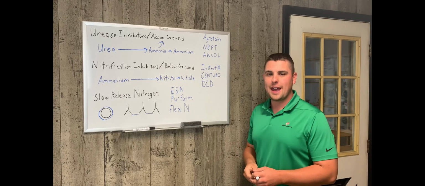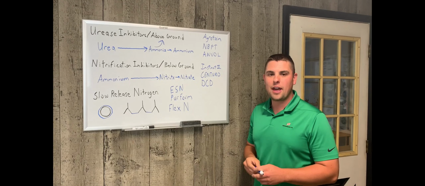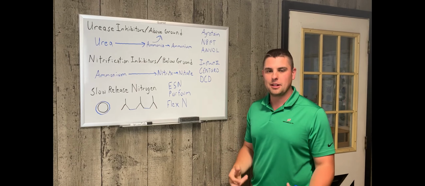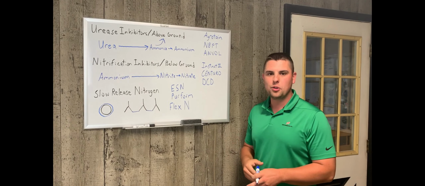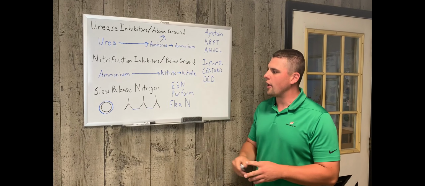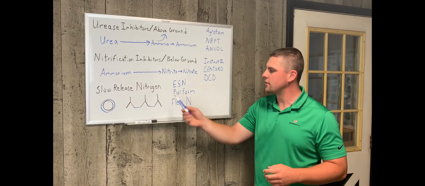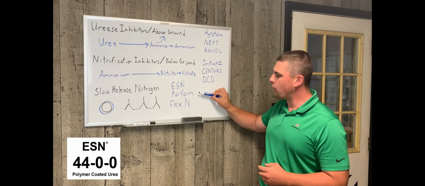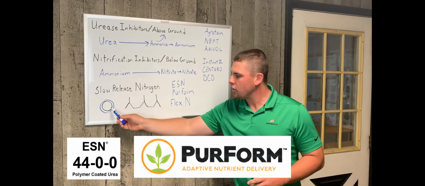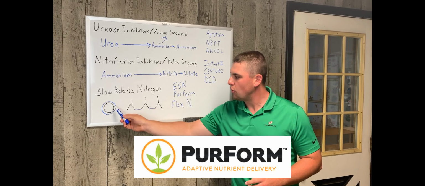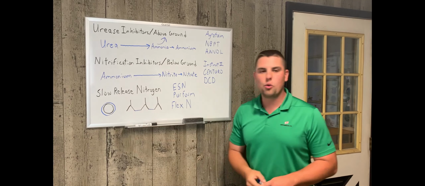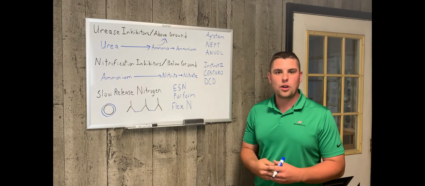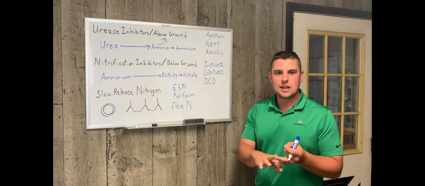Now, a third way we can protect our nitrogen is by making it available slowly. Instead of it all being available at once where a large portion of it can be lost, if it's available very slowly, we can't have a lot of potential for loss. So we call these slow-release nitrogens. On the dry form, we have ESN and Perform, and those are generally a urea granule that's coated in a slow-release polymer that will only allow the urea to come out into the soil slowly with moisture, time, and heat.